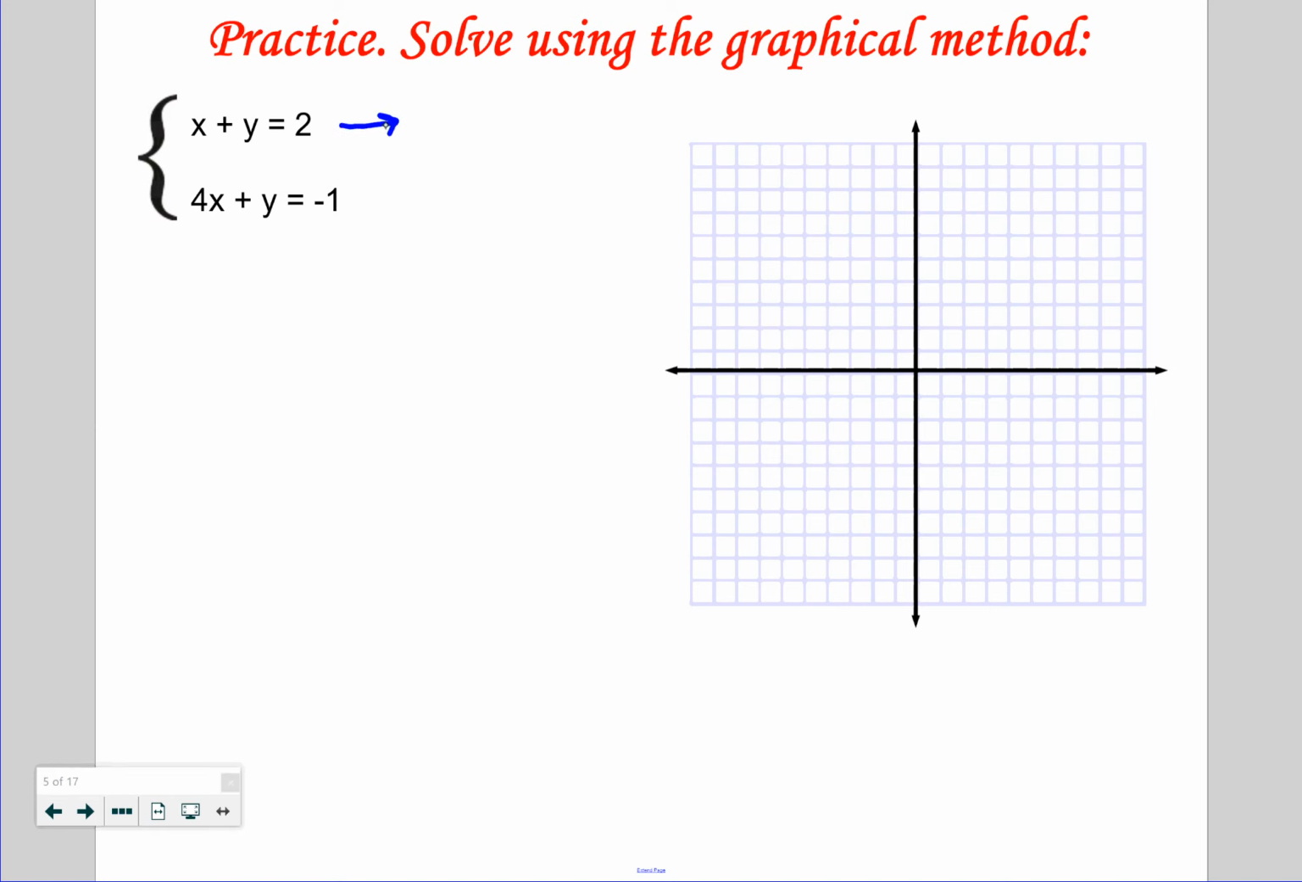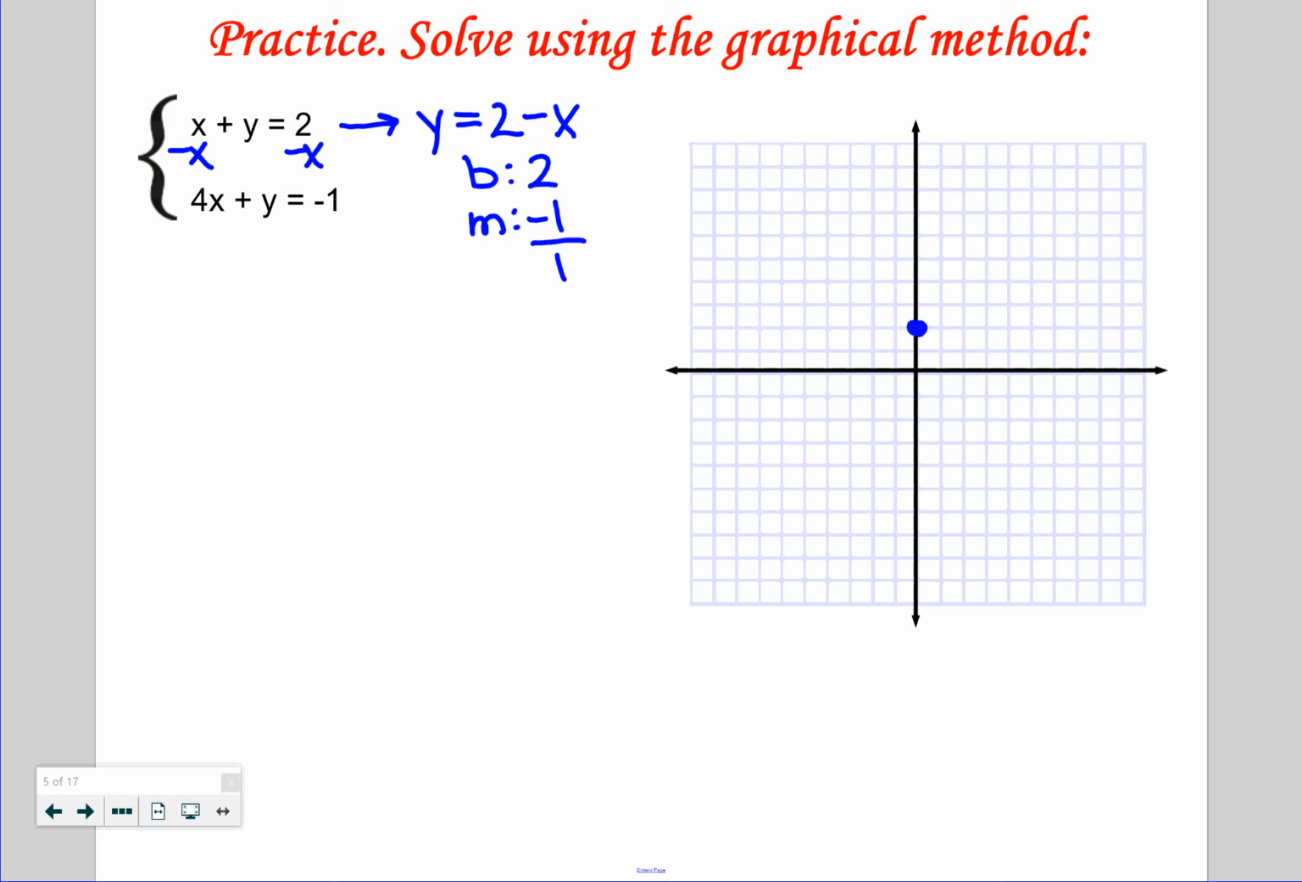Okay, to graph this, I'm going to get the y alone in the top equation, which will give me y equals 2 minus x. You have to subtract x on each side. That tells me my b, the number that's by itself, is 2. Slope, the number in front of my x, is negative 1. I'm going to think of it as a negative 1 over 1.